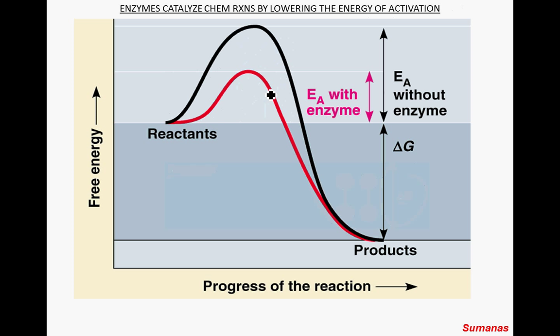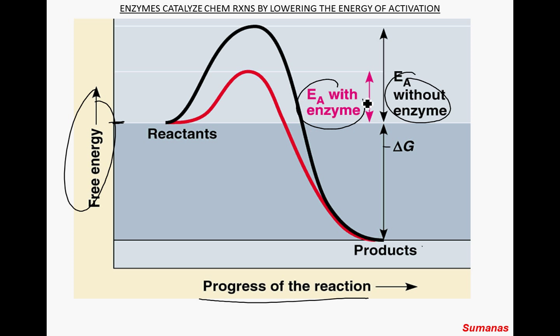If we look at these curves again, we notice that on this graph we're measuring the relative free energy over the progress of the reaction. Our reactants are starting here and our products are ending down here. So this is a negative delta G that we're ending with. And here is our E sub A without an enzyme. You notice that that activation energy is higher than when we add an enzyme.